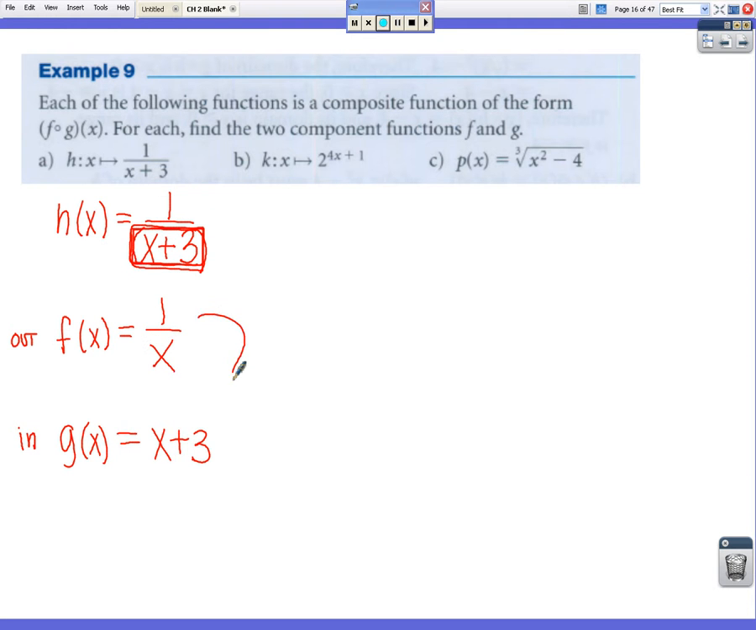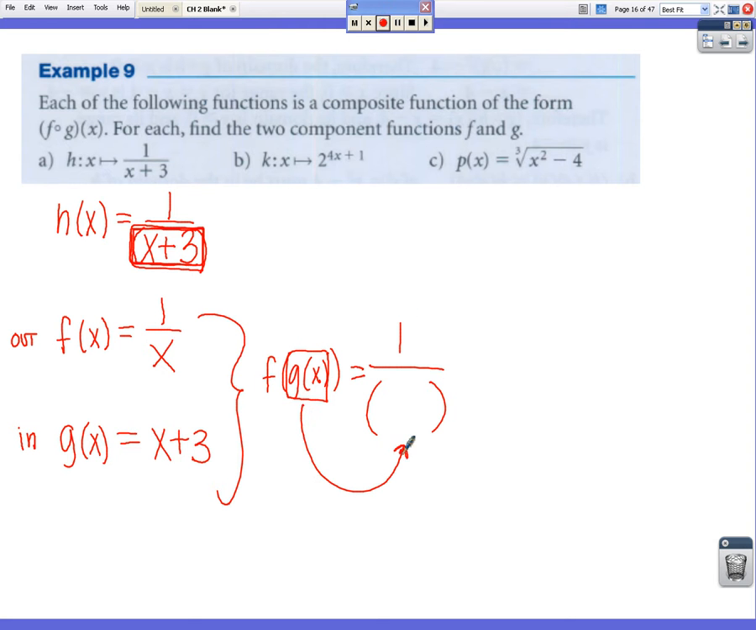And then we're going to double check our answer. So f of g of x. What does that say? Take the f function, which is 1 over x, and instead of writing x, I'm going to put the g in there. And you want to double check that you got exactly the same thing that we started with. So these would be considered the two component functions. You can definitely do them for these. So this inside would be my g function. The g function I consider my inside function.